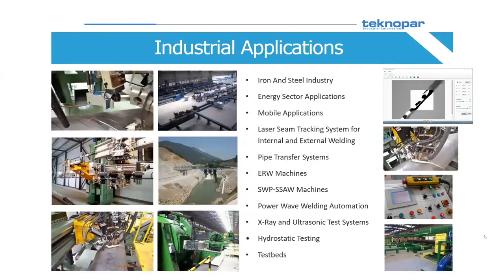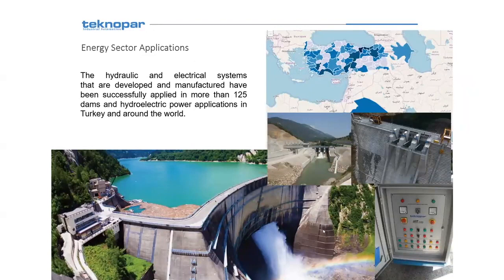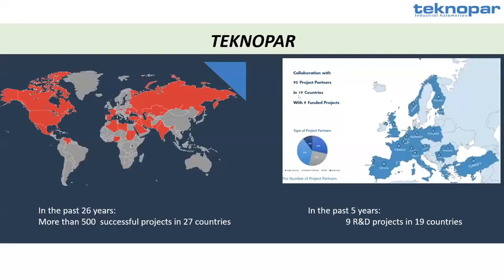Our industrial applications are mainly in heavy industry. We develop non-destructive test systems utilizing different types of technologies, including X-ray, ultrasonic, and hydrostatic disciplines. We also develop control systems in the energy sector. Our hydroelectric systems have been used more than 125 times on hydroelectric power applications all around Turkey.